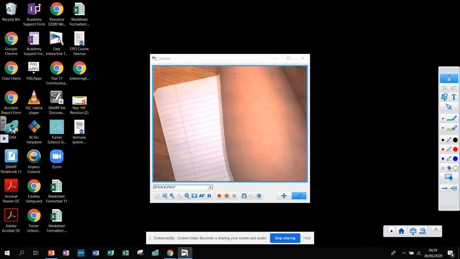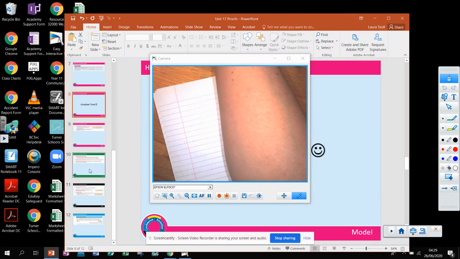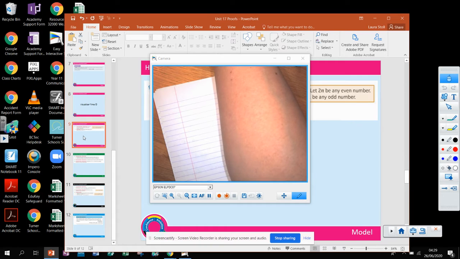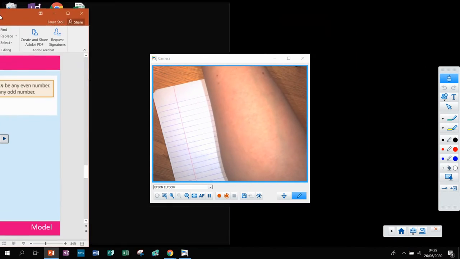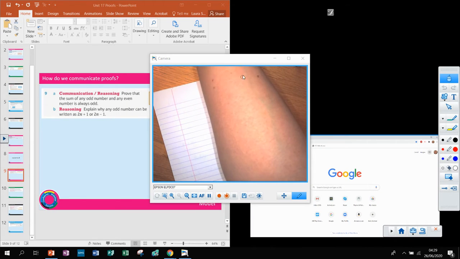Okay, so we're now going to look at our questions from the textbook together. Before we do that, let's just split screen that for you. A bit stubborn, come on.